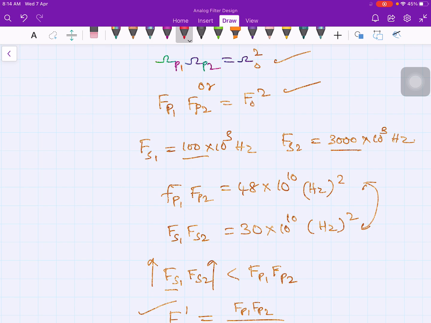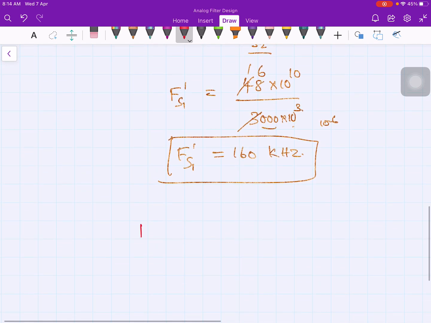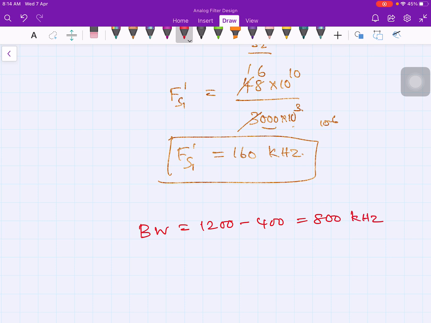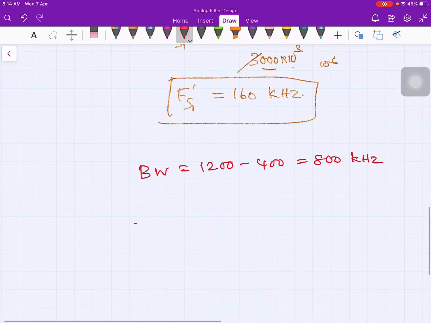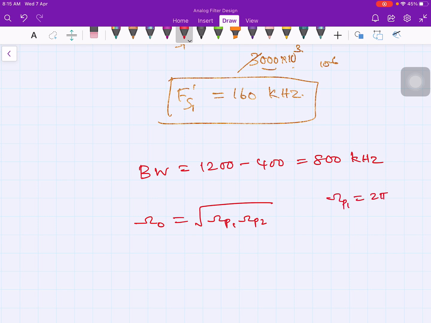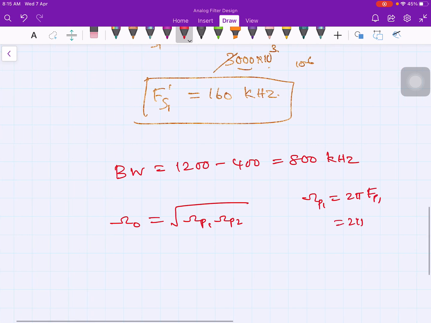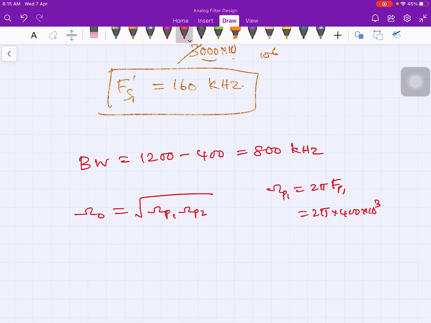All right, and the bandwidth is obviously the upper frequency minus the lower frequency. Upper frequency is 1200 minus 400, so this is 800 kilohertz. Now let's find the transformation. Now what is omega naught? Omega naught is square root of omega p1 and omega p2. And you can find out omega p1 is equal to 2 pi capital F p1. So this is 2 pi times 400 times 10 to the 3 radians per second. Similarly, omega p2 is 2 pi times 1200 times 10 to the 3 radians per second.